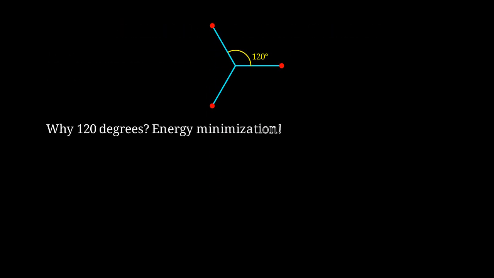Why 120 degrees? Because this angle minimizes the total surface area, and therefore the surface energy, for a given volume of gas.